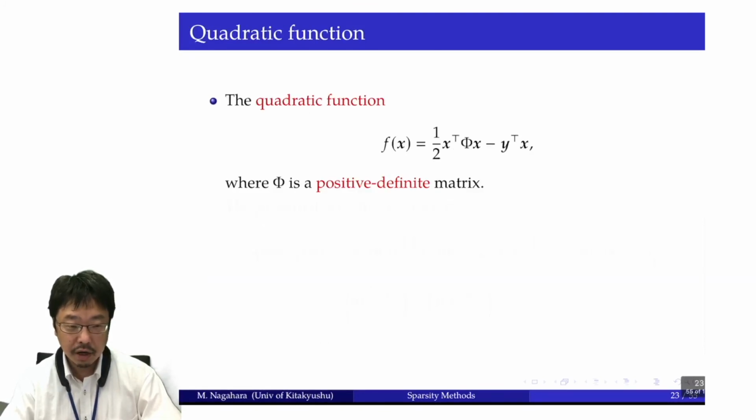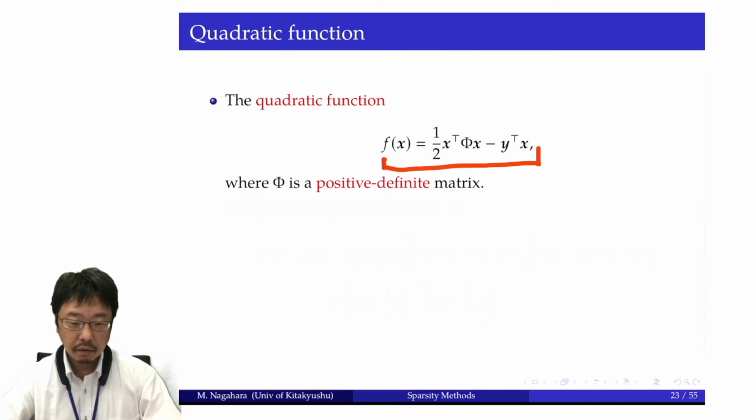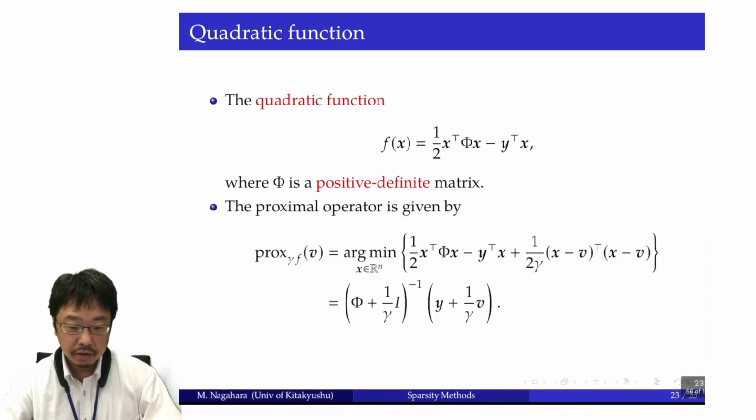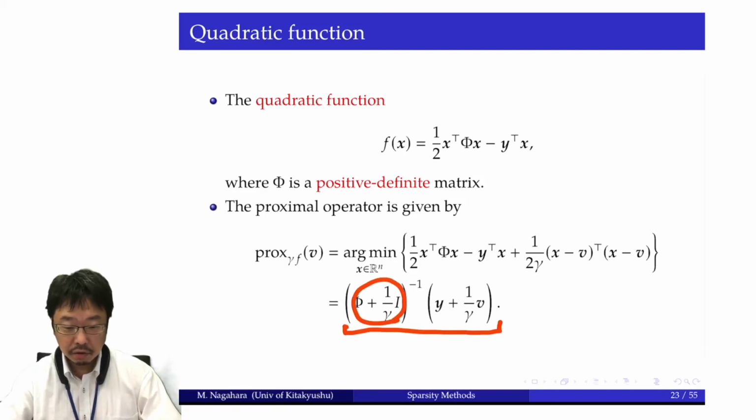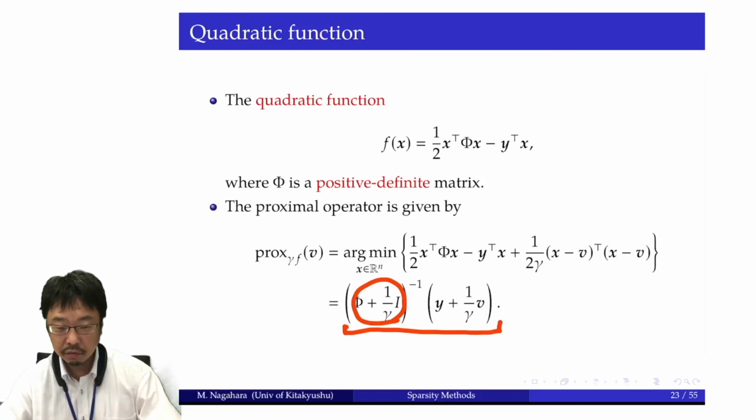First, quadratic functions. We consider the quadratic function of this, where phi is a positive definite matrix. The proximal operator of f is given by this. Since gamma is positive, this matrix is invertible. Now we obtain a closed form representation of the proximal operator of f for a quadratic function of this.